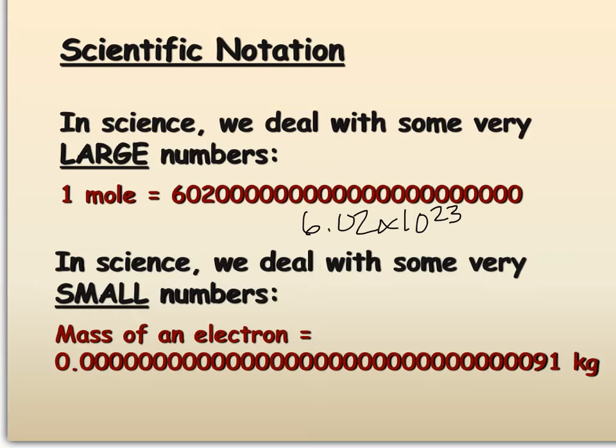Sometimes we also deal with some very tiny numbers, like the mass of an electron. This one, I actually have to count to figure out how many zeros there are in here. 1, 2, 3, 4, 5, 6, 7, 8, 9, 10, 11, 12, 13, 14, 15, 16, 17, 18, 19, 20, 21, 22. This is 9.1 times 10 to the negative 32nd.